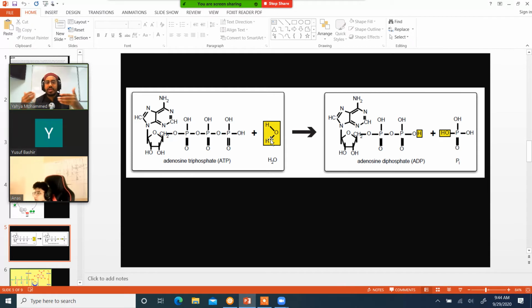Hydro means water, and lysis means to break something apart. So this thing right here is called hydrolysis. This is the process by which ATP breaks apart and turns into ADP and a phosphate group. When this happens, that's where the energy is released, and the cell uses that energy to do some kind of work. All right.